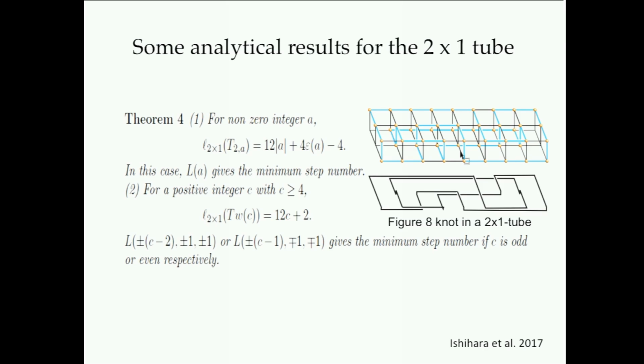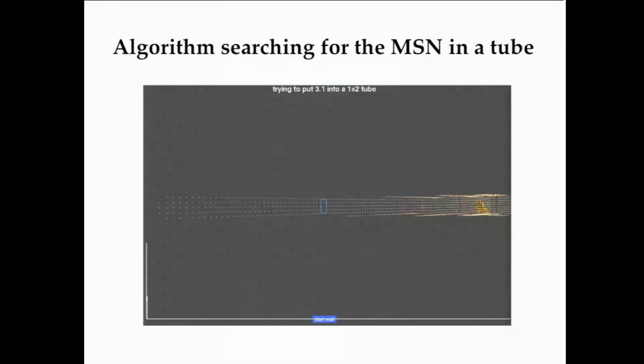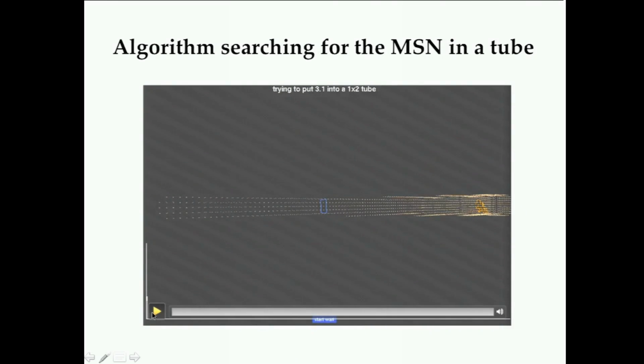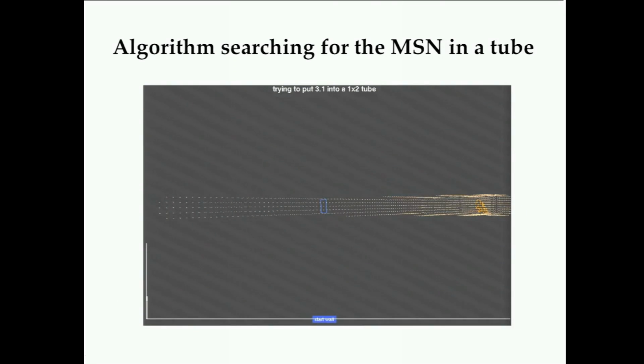All right, so then Maxime, together with Rob, worked on these simulations. The idea is that we have a knot and we have the tube, and then what we need to do is feed the knot into the tube and look for the minimal step number of that knot.